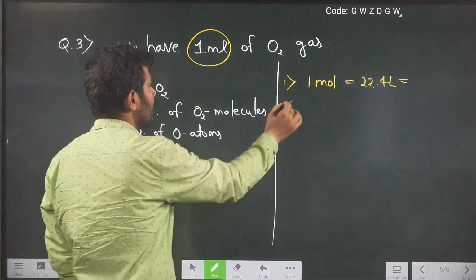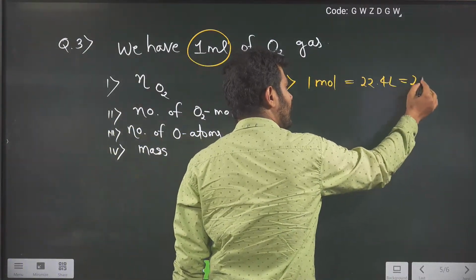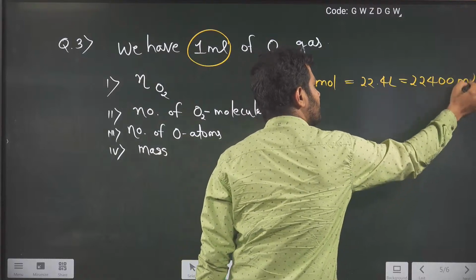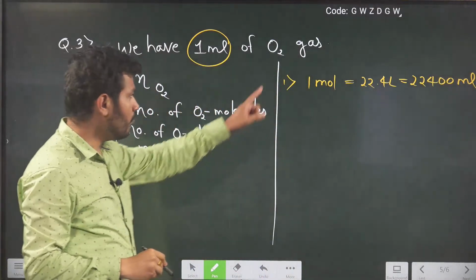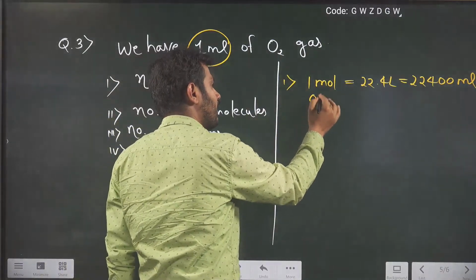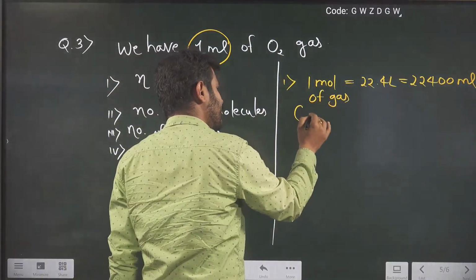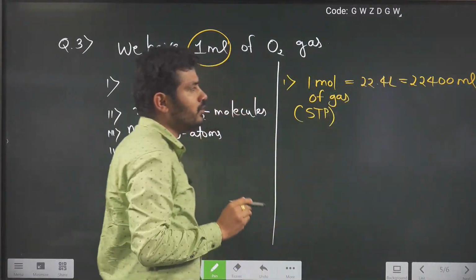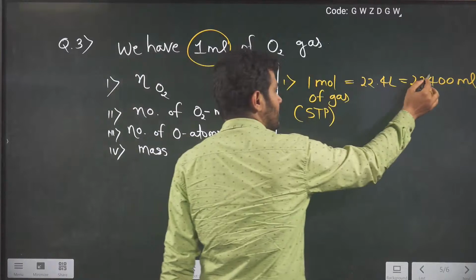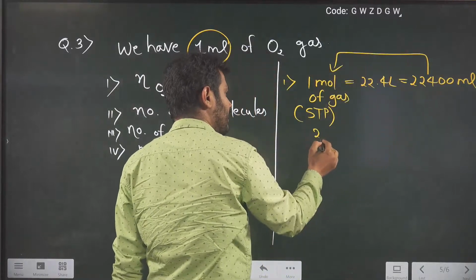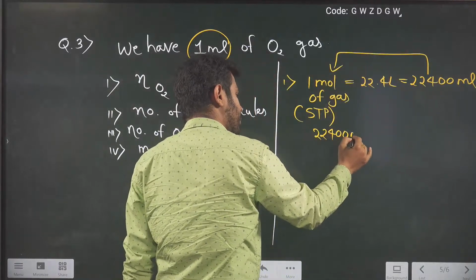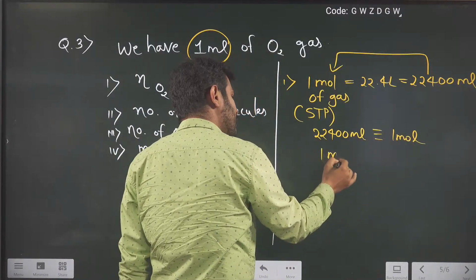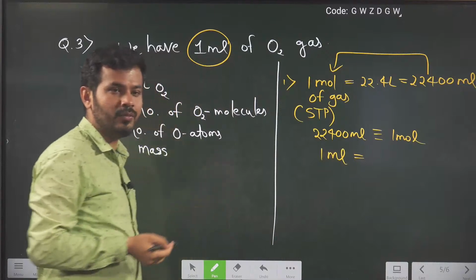Now 1 mole is 22.4 liter, and converting liter into milliliter, we multiply by 1000. So we know that 1 mole of any gas, if nothing is mentioned, is at STP condition. 1 mole of gas has 22,400 ml. I am writing in the reverse manner: 22400 ml is equal to 1 mole. Now tell me, 1 ml will be how much?